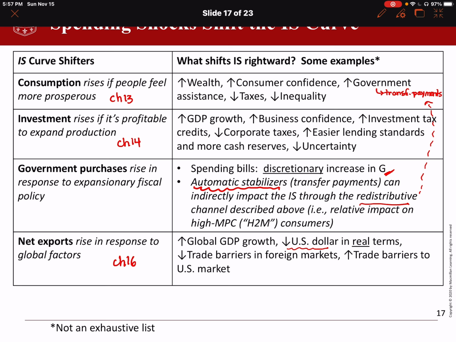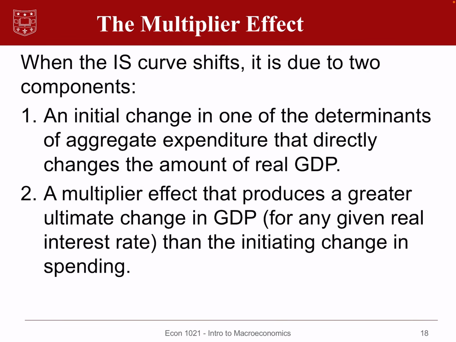Now, when we think about this shift in the IS curve, when the IS curve shifts, it reflects two things happening. There's an initial change in one of the determinants of aggregate expenditure, meaning either there's an increase in C or I, or an increase in government expenditures, or an increase in net exports. But then we know, because of our friend the circular flow, that that's going to prompt an additional multiplied effect on spending in the macroeconomy.